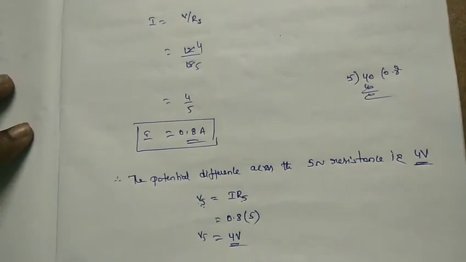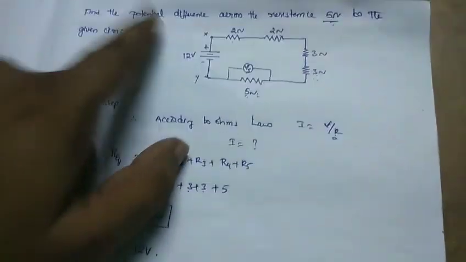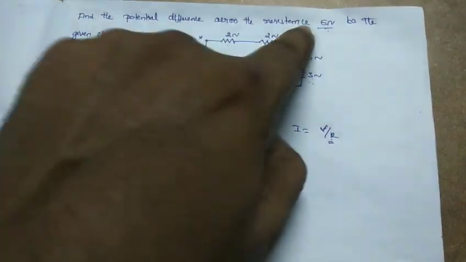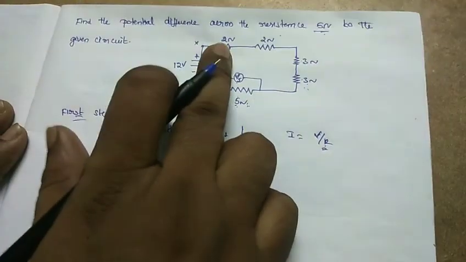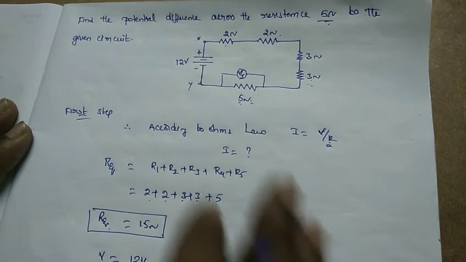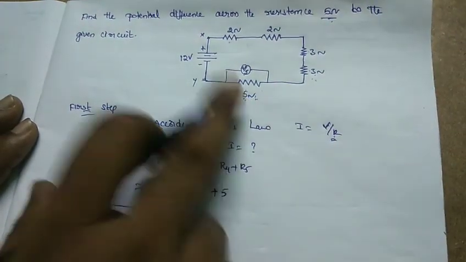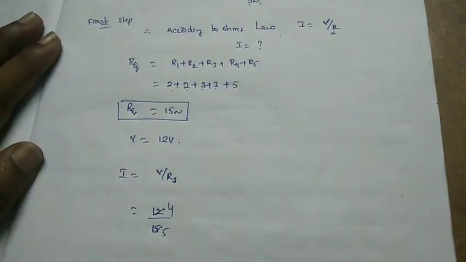Understood? We don't need V1, V2 here, because the given problem asks only for the potential difference across the 5 ohm resistance. So we don't need V1, V2, V3, V4. We find only the potential difference across the 5 ohm resistance.